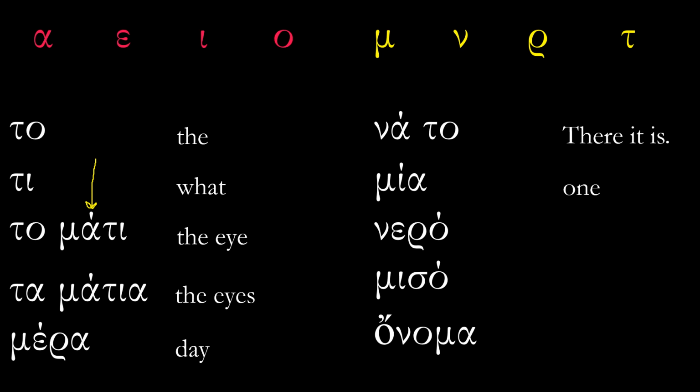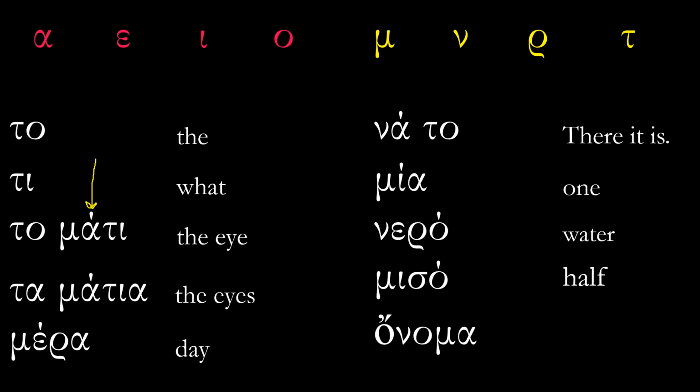Next, we have, and be careful with this one because that looks like a V, but remember, it's not. This is nero. Nero is water. Next we have miso. Miso means half.